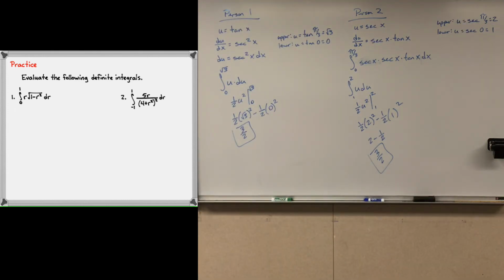What is a good u for the first one? If you had a constant in there, throw the constant in there with it. So what's a good u? 1 minus r squared. What's a good u on number 2? 4 plus r squared. You guys okay with that?